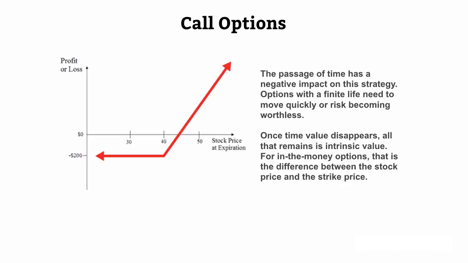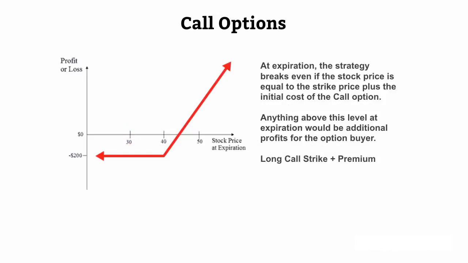For out-of-the-money options, they're going to be out of the money. So if the stock ends at $30 a share and the strike price is $40, then in this case, the call option has no value at $30 and the options contract basically expires worthless. The option buyer loses their money. The option seller keeps the entire $200 premium as a credit.